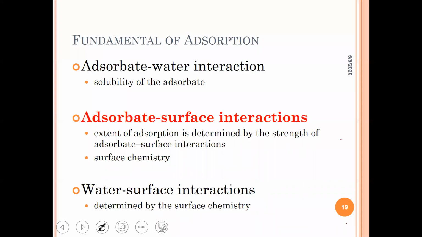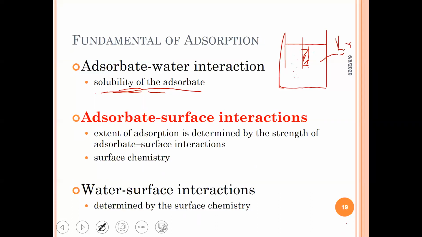There are three types of interaction. These interactions are called adsorbate-water interaction, which is determined by the solubility of the adsorbate. So you know, in water treatment, if we have water and we want to remove adsorbate using some adsorbent, which is a solid material, suppose, there are three things. One thing is water. Another thing is adsorbate. And another thing is adsorbent.